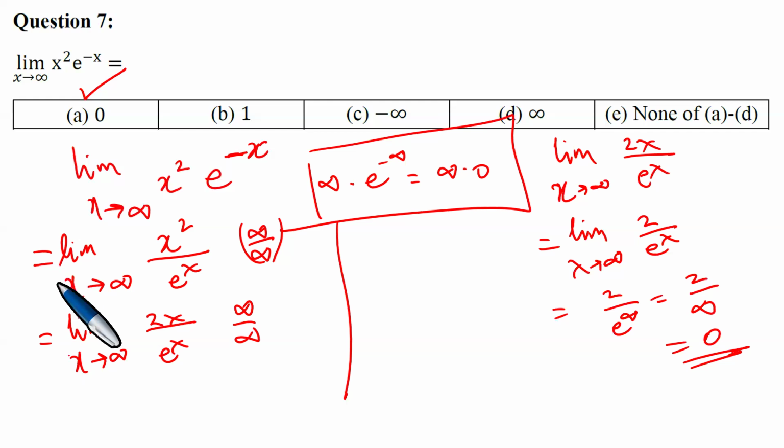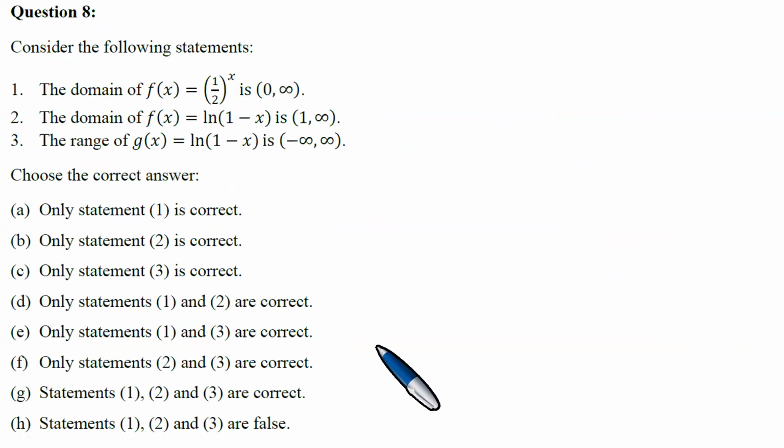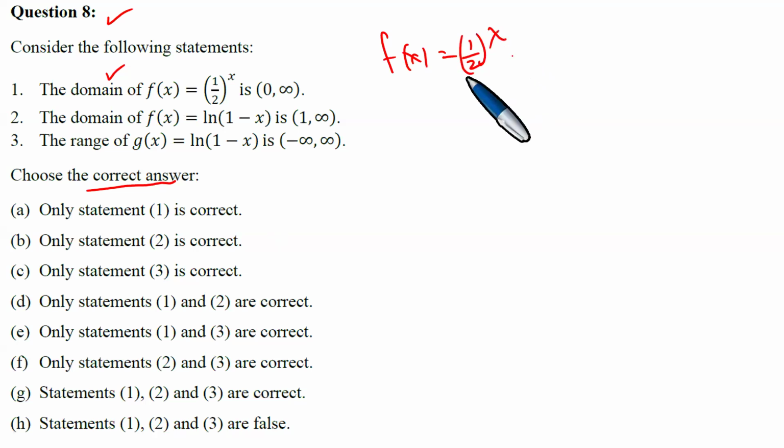Then we move on to the next question. Right, we need to consider the following statements. Here in question 8, we have been given lots of things. So the domain of f of x, which equals 1/2 to the power x, is this one. So obviously, we want to find the domain, and we are looking for the correct answer. Right, so now to deal with the domain of this, we have f of x, which is 1/2 to the power x.